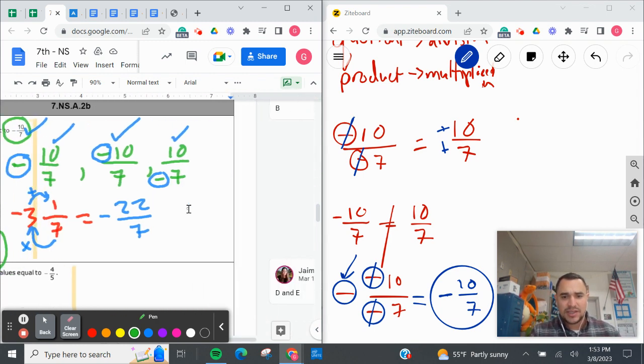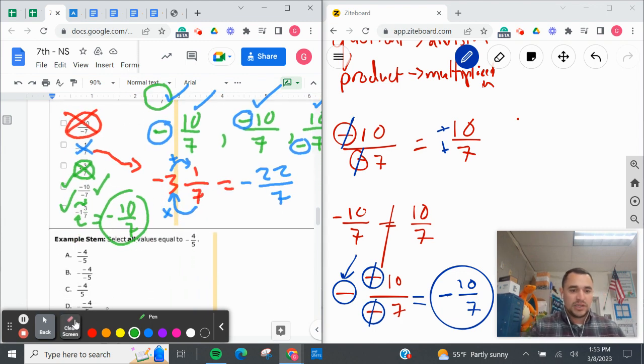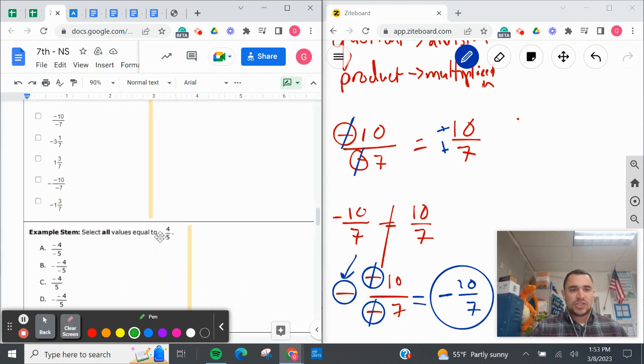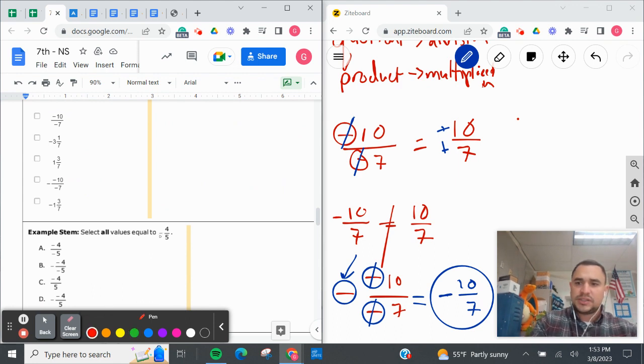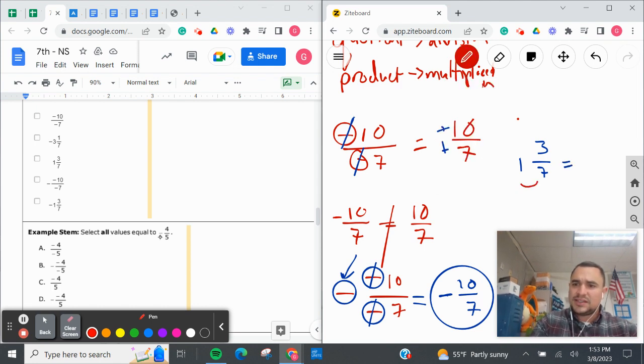So let's go ahead and take a look. D and E is correct, and we're moving along. Make sure you understand mixed numbers. 1 3/7ths is equivalent to 7 times 1, plus 3. 7 times 1 is 7, plus 3 is 10 sevenths. So that is how you do a mixed number to improper.